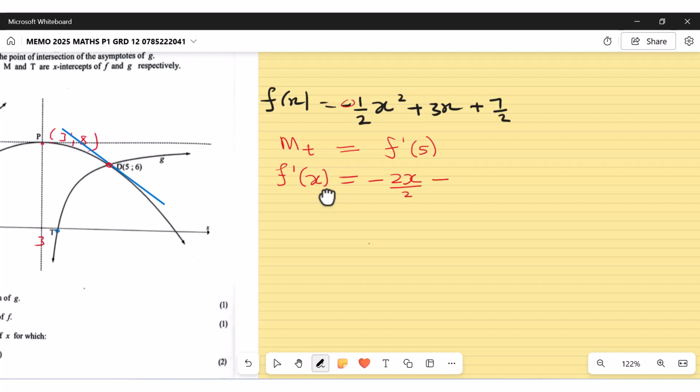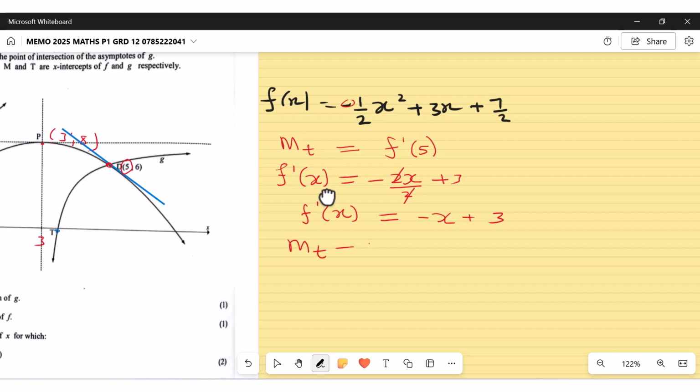So my M tangent is the same as the derivative of this function at 5. So put 5 now, it's going to be negative 5, then plus 3, which gives us negative 2. Because we have the gradient as negative 2, and we have that point D, then why not? We can go ahead with our equation for the tangent, because we know it is a straight line. So this is 5, 6 here.